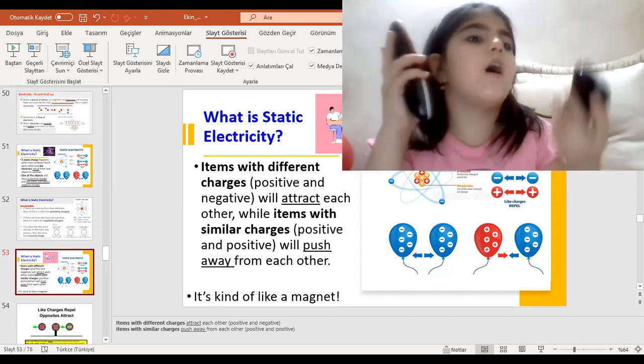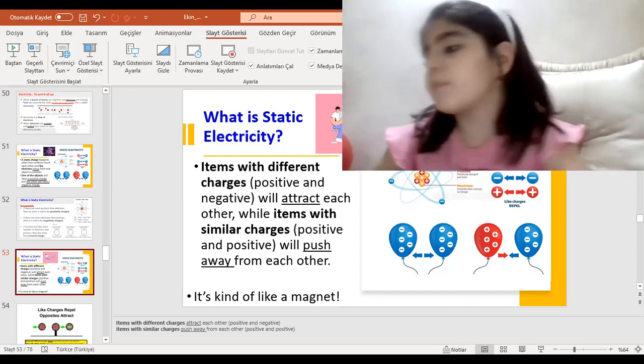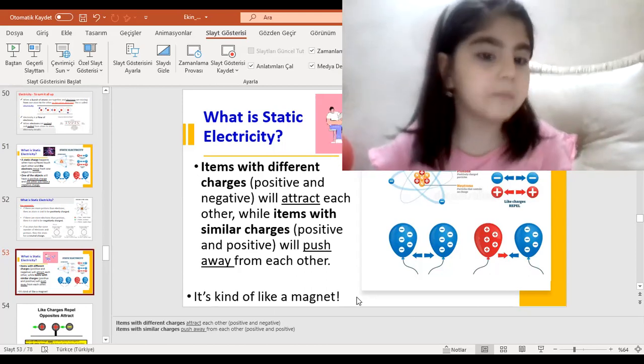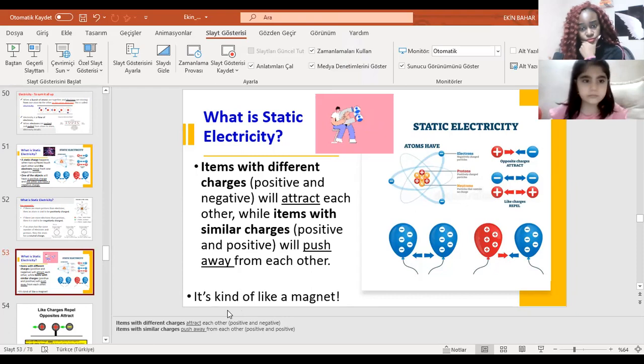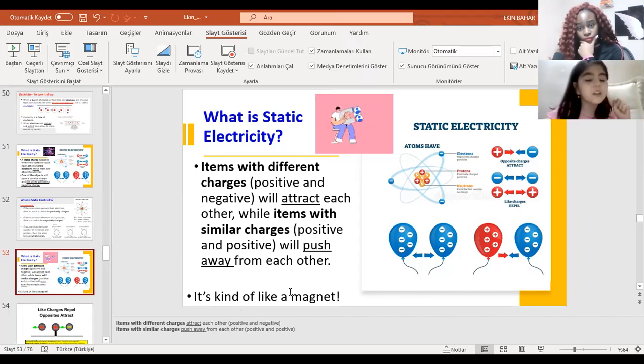And if they are south and north, they would pull each other. This is in magnets. They pull towards each other. It's kind of like magnets, as I say. So, this positive and negative pull each other, and positive and positive push each other. So it's kind of like magnets.